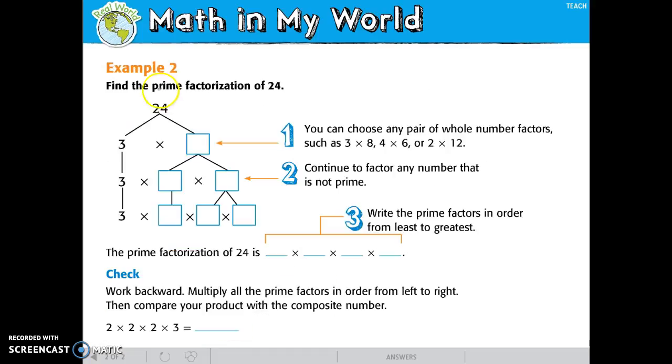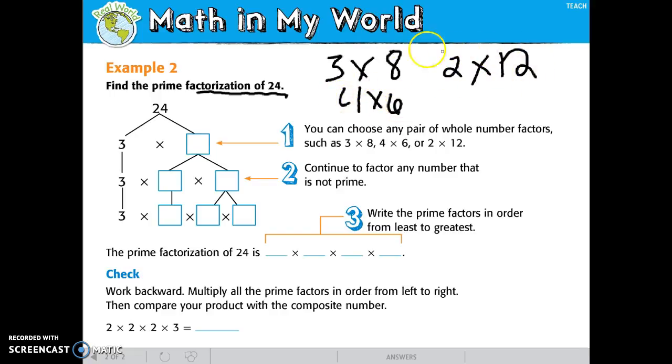All right, let's look at example 2. In example 2, we're finding the prime factorization of 24. And as it says in number 1, you can choose any pair of whole number factors. So there are lots of different ways that we can get 24. We can multiply 3 times 8, 4 times 6, or even 2 times 12. And we could use any of these sets of factors to find the prime factorization of 24. In this example, they've already chosen for us. They've chosen 3. So we're going to use the factor pair of 3 and 8, because we know that 3 times 8 is 24. 3 is prime, so we're just going to continue to bring it right on down.